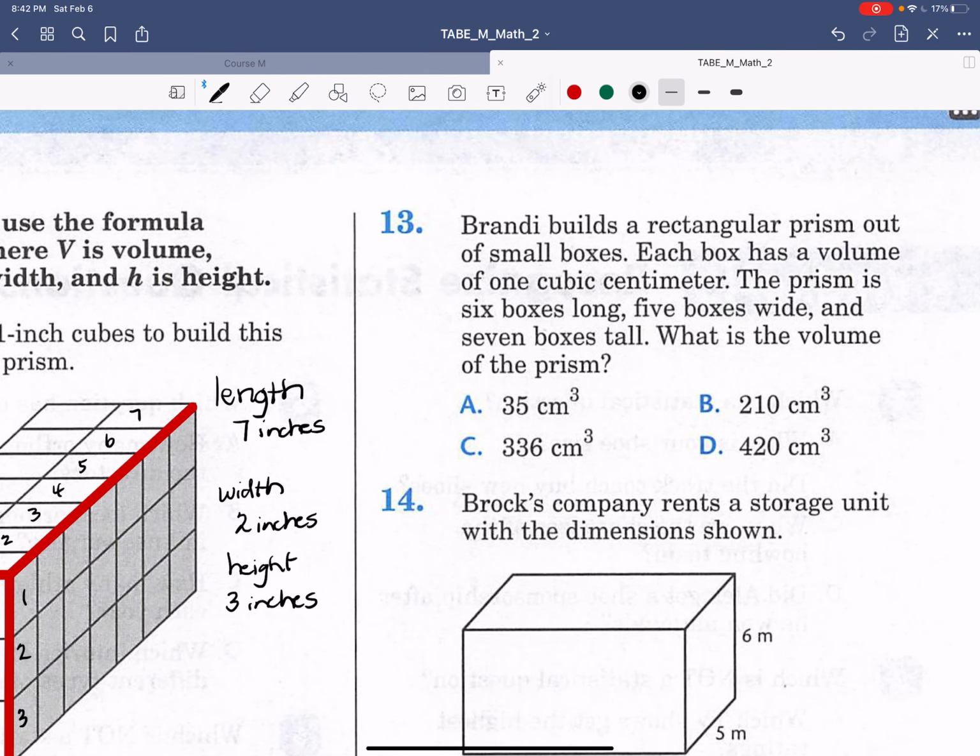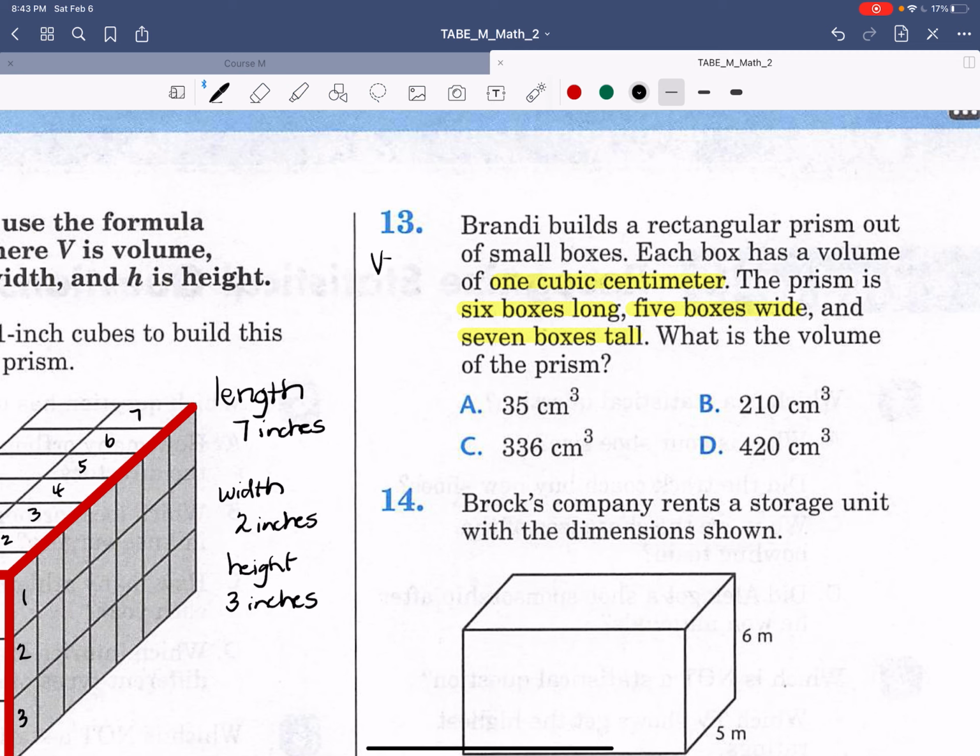Brandy builds a rectangular prism, that's just a box, out of small boxes. So think about putting sugar cubes together to get a bigger cube or a bigger figure. Each of those smaller boxes has a volume of 1 cubic centimeter. So think of sugar cubes. You've got a cubic centimeter, and here's how she builds it. She does 6 boxes long, 5 boxes wide, and 7 boxes tall. What is the volume of the prism?